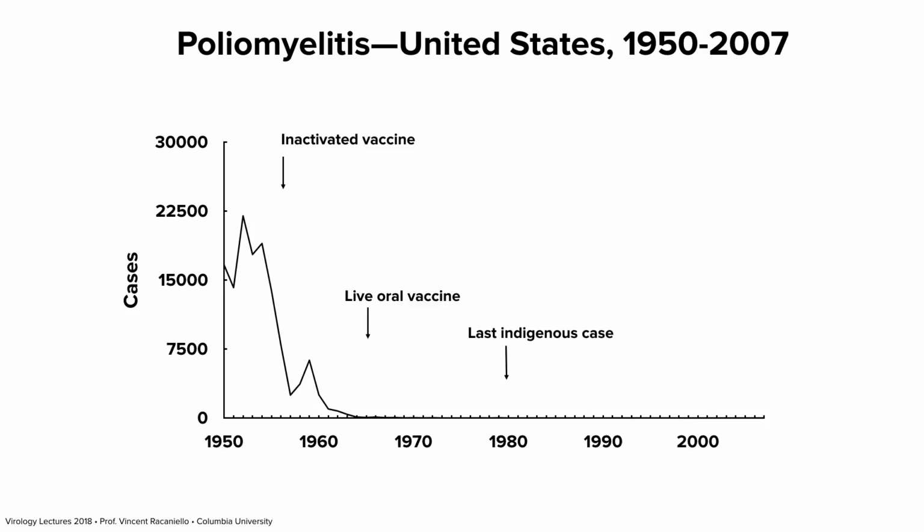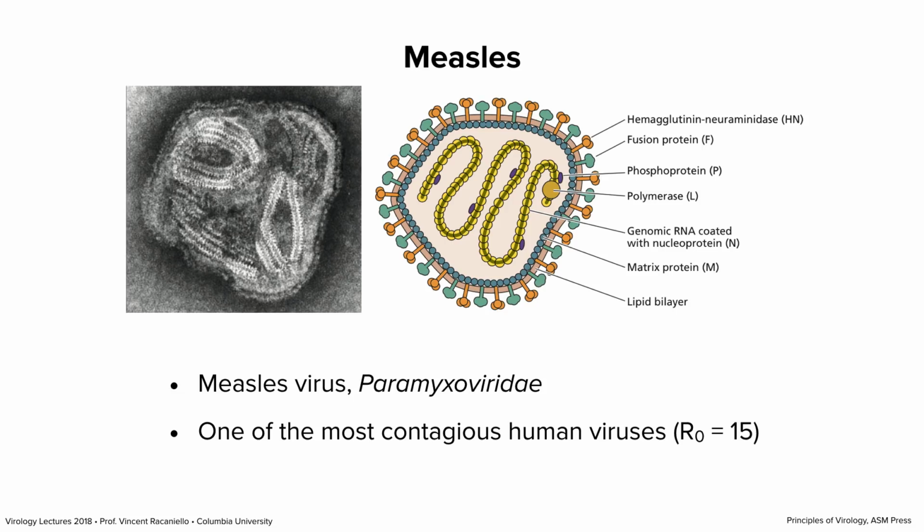An inactivated vaccine was introduced in 1955, and then an infectious oral vaccine in 1962. And we had the last case of polio in 1979 in the US. It's no longer present in the Western Hemisphere. There are only 3 countries, Nigeria, Pakistan, Afghanistan, where we still have ongoing polio, so it's almost been eradicated. We'll come back to this later when we talk about vaccines.